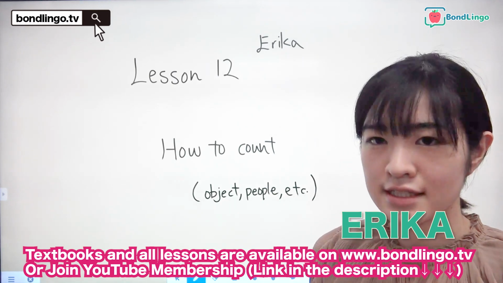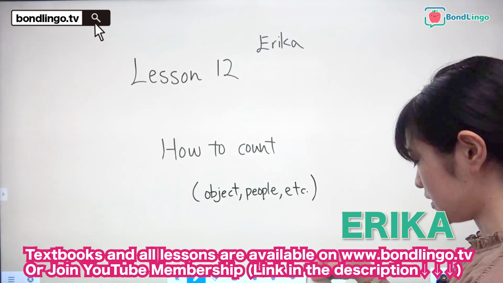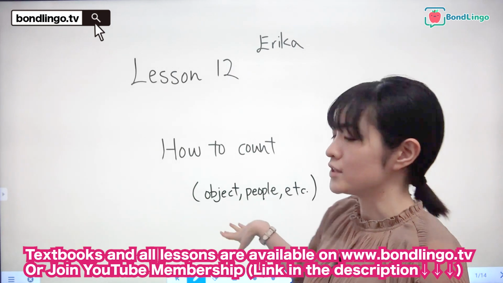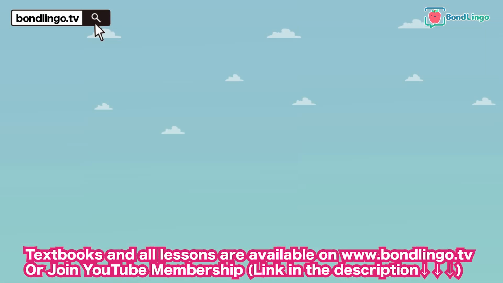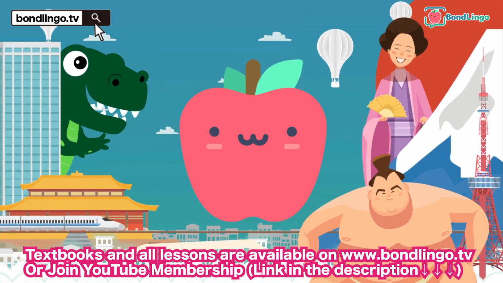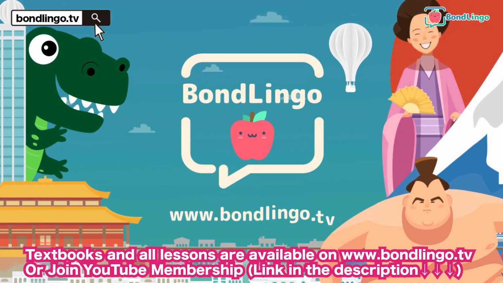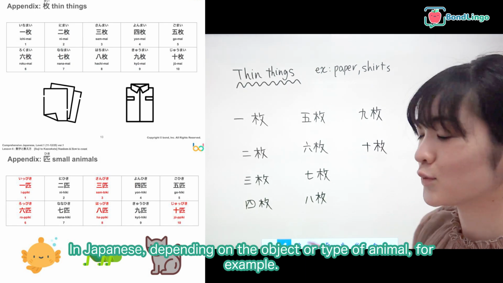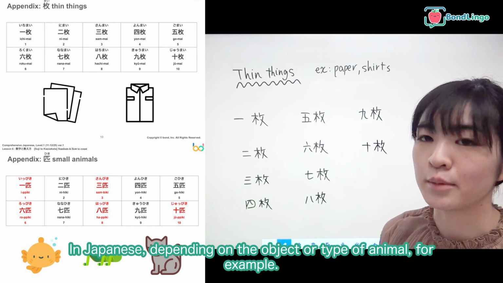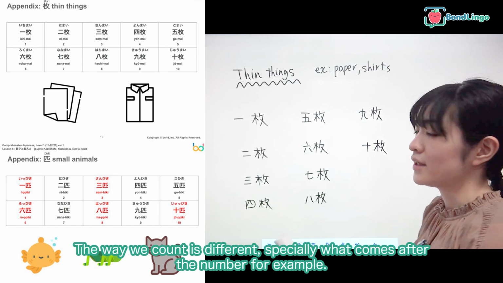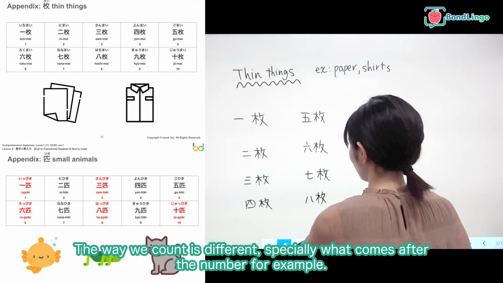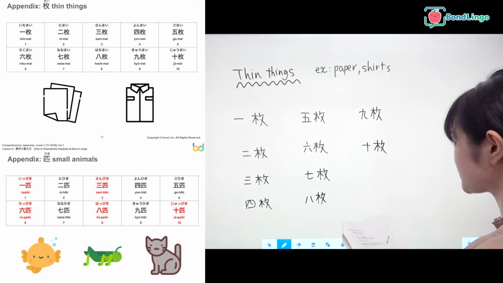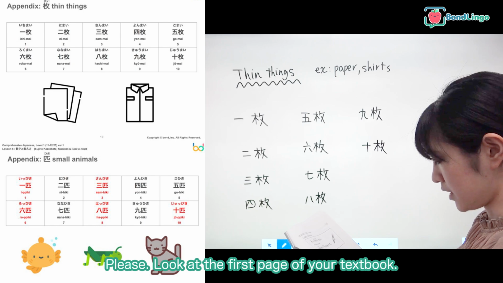So today we're going on to lesson number 12. And we are going to continue with counting, how to count objects, people, and so on. In Japanese, depending on the object or the type of animal, for example, the way we count is different, especially what comes after the numbers. For example, please look at the first page of your textbook.